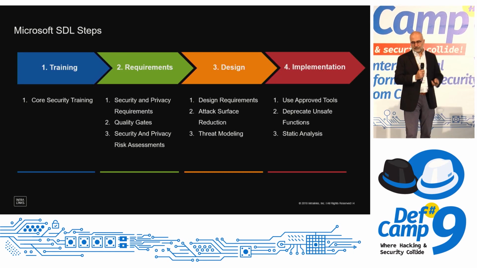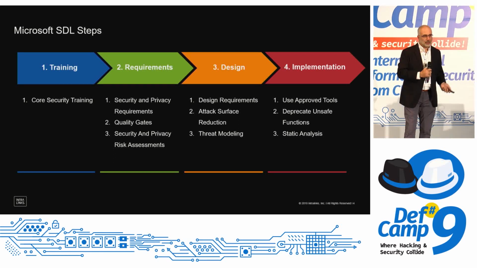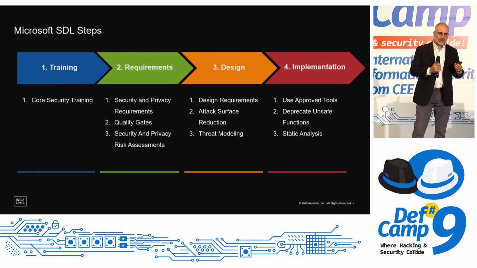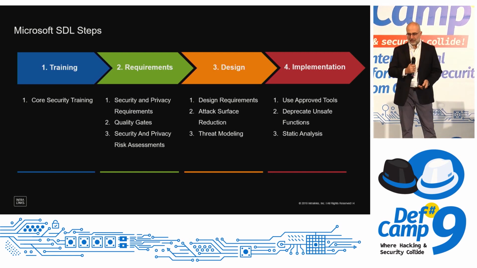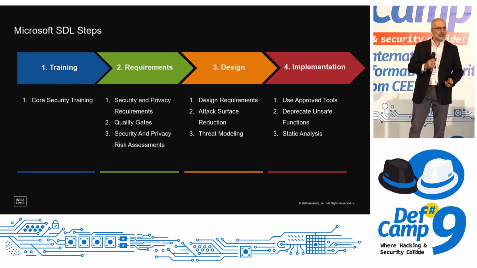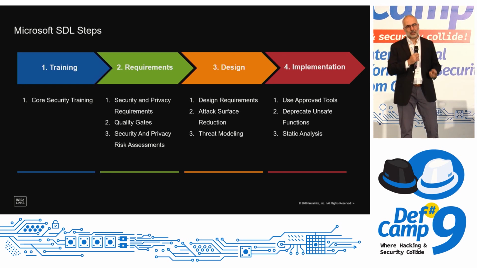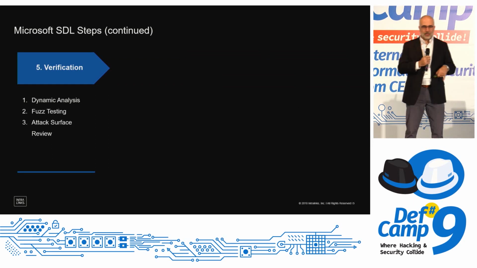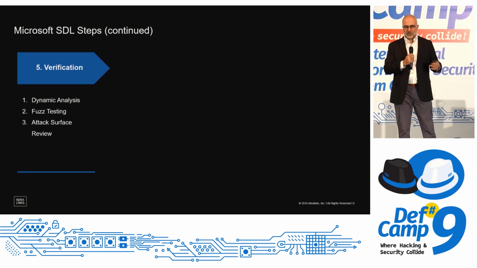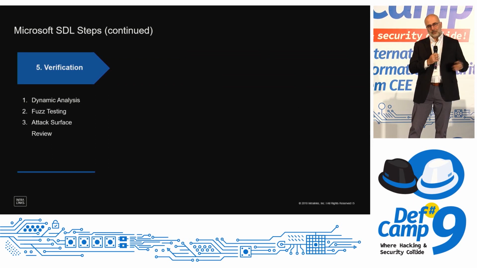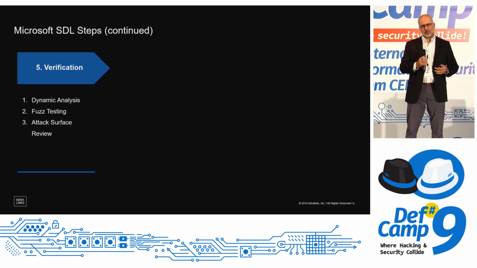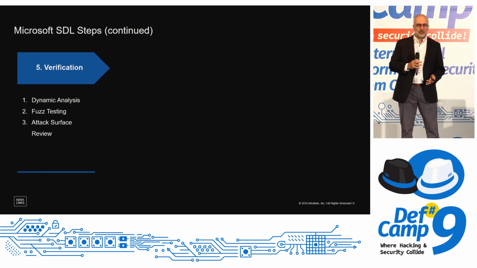That's where you use only the tools which are approved for use. You find what is unsafe and you get rid of that and perform your static analysis. You usually use some kind of a tool, find issues, and fix them. Then you go into the verification stage where, before you release or sometimes after release, you do the dynamic analysis, the fuzzing, and you actually review what the real attack surface is.